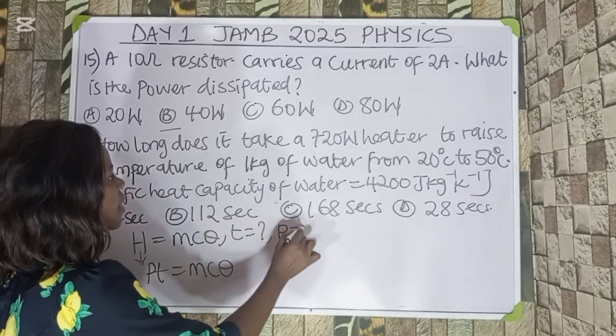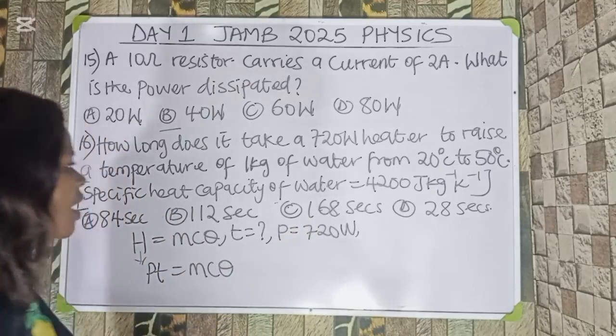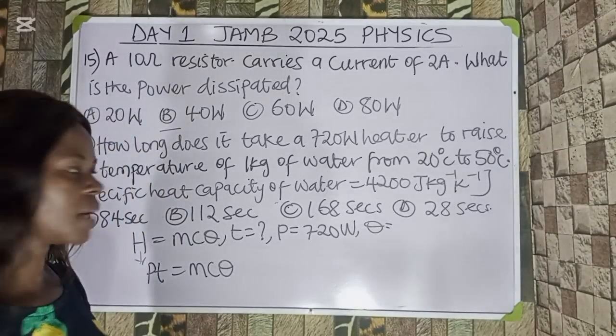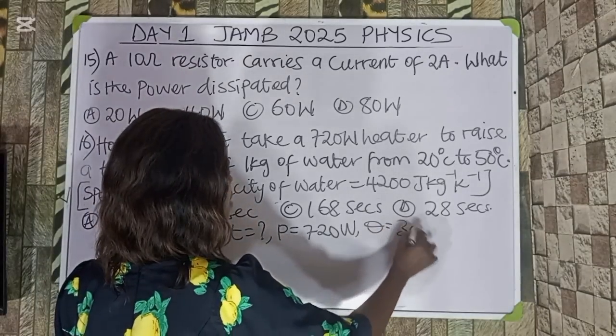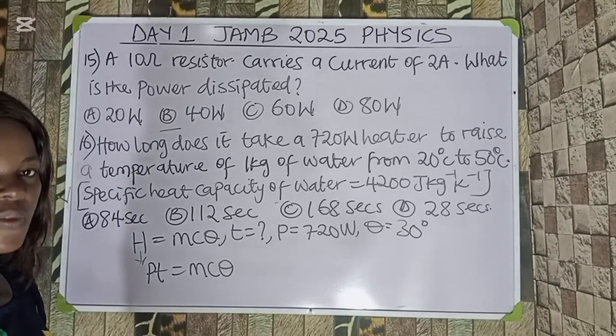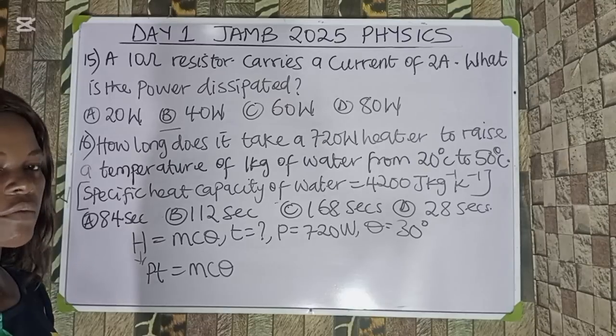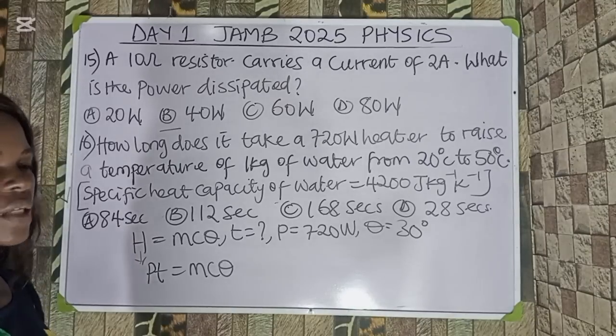We have the power to be 720 watts. Then we have the temperature from 20 to 50. That means the difference is 30 degrees Celsius. And we have the c of water, which is the specific heat capacity, at 4200 joules per kilogram per Kelvin. So let's just put in what we have to get our answer.